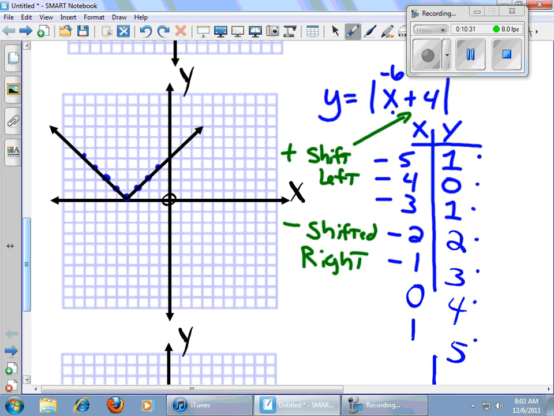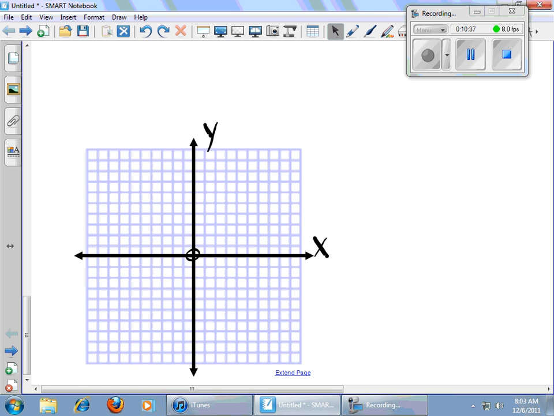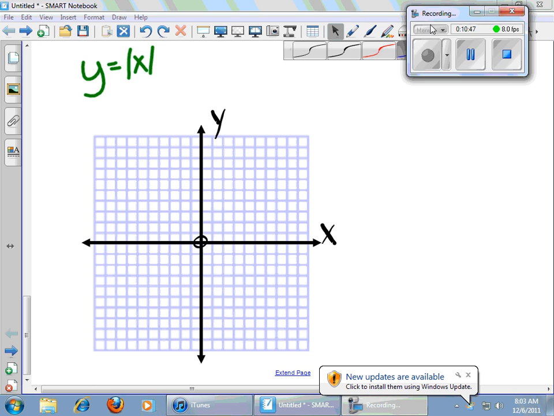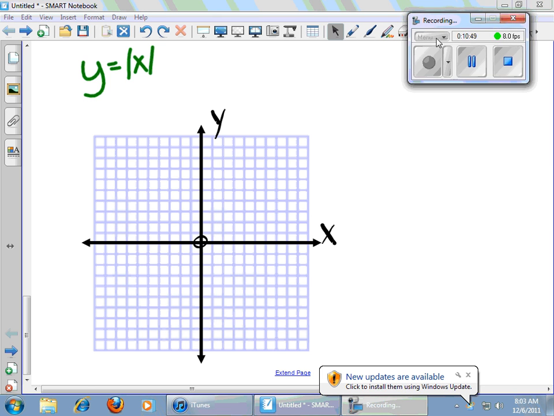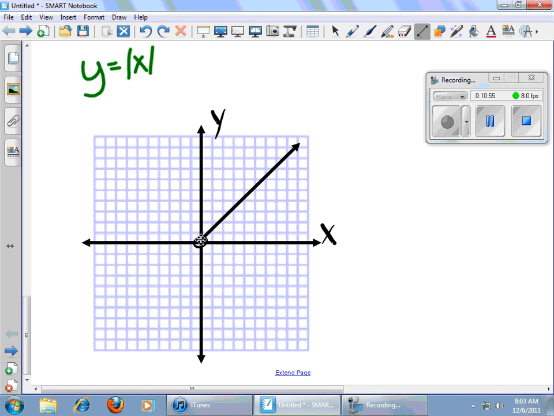Okay, so let's review really quick what we've learned here. We still have one more thing to do, but that's okay. If I have an equation like y equals absolute value of x, that is going to look like a V. That's going to look like a V. Its vertex is going to be at the origin, right?